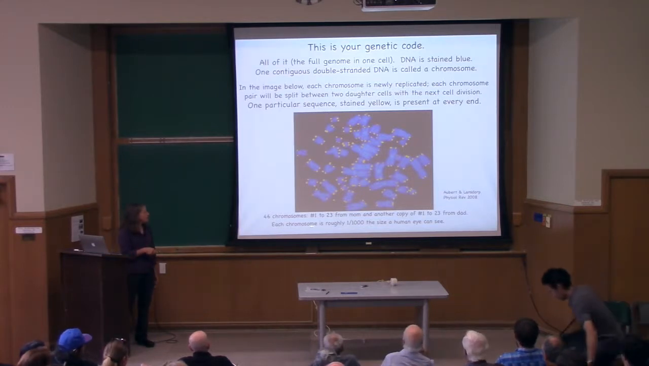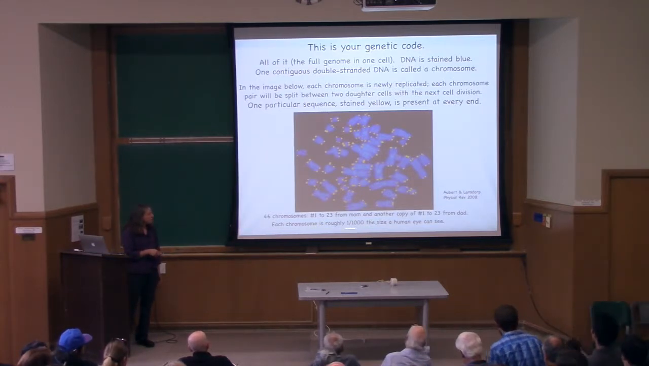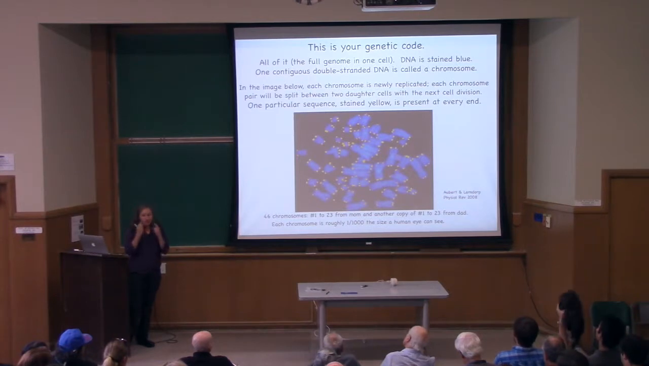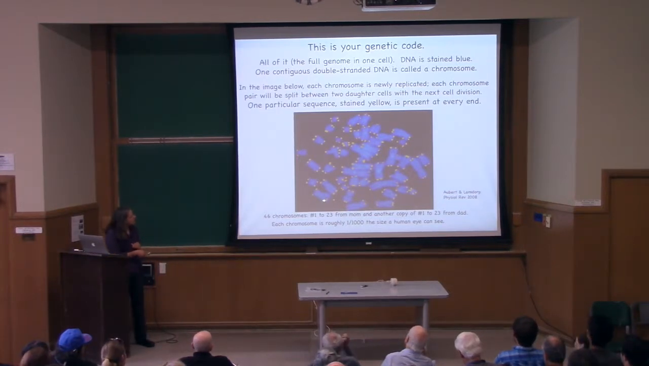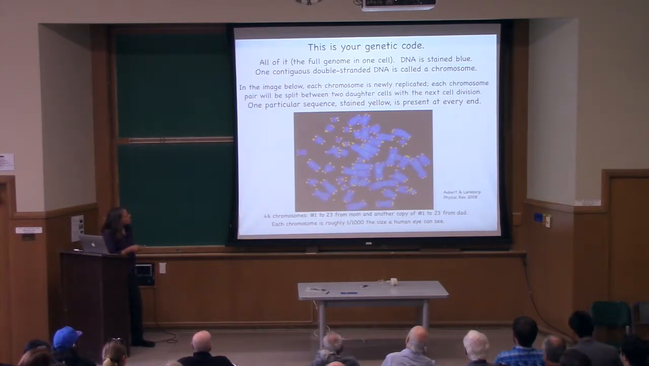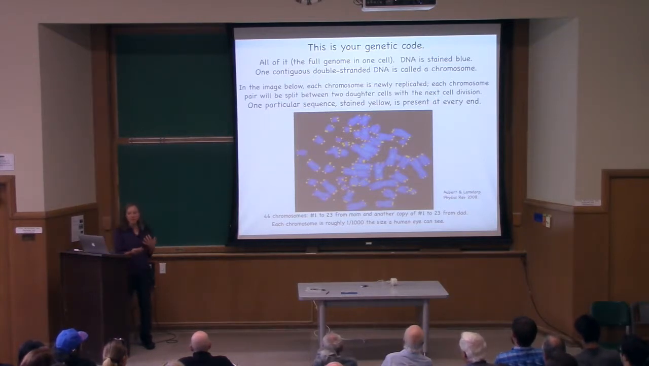Now, each chromosome here, just for scale, is about 1/1000th the size that your eye could see. So they're small, and they have long strands. But you'll notice here in this slide that one particular sequence that is stained for in yellow here is present at every end. So these 23 chromosomes have different sequence content.